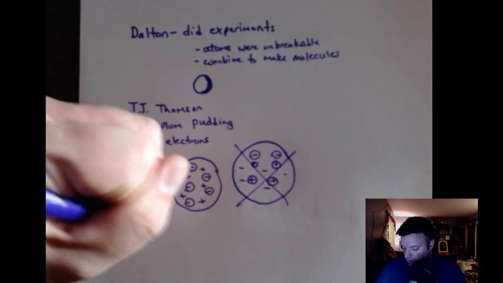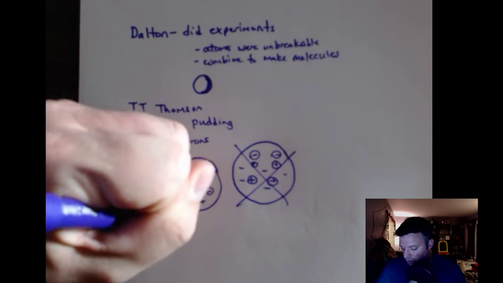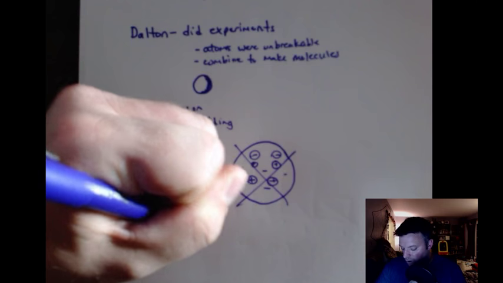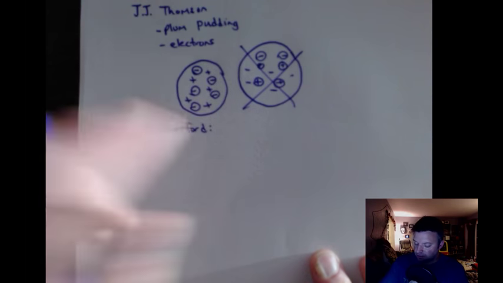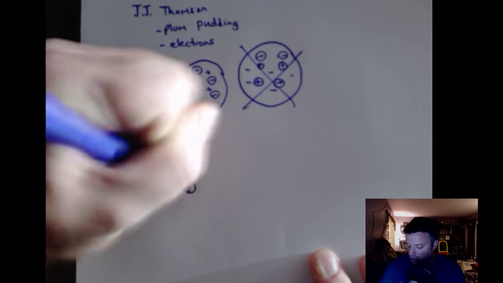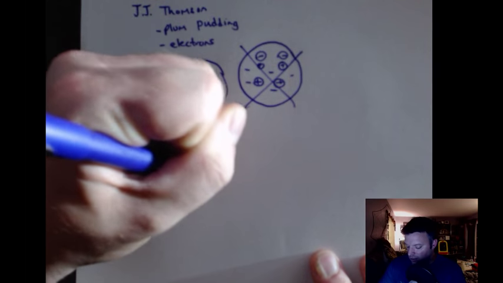Well, then you had Rutherford. And remember, Rutherford did that gold foil experiment. And Rutherford said that, hey, you know what? There is actually those positive things. It's not just like a field. That positive thing is the small positive nucleus that's in the center.